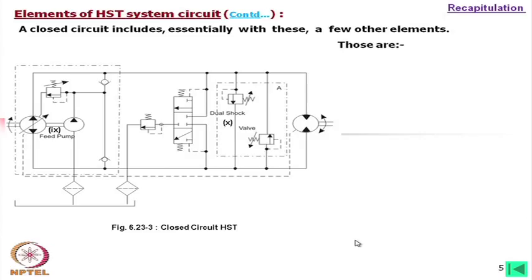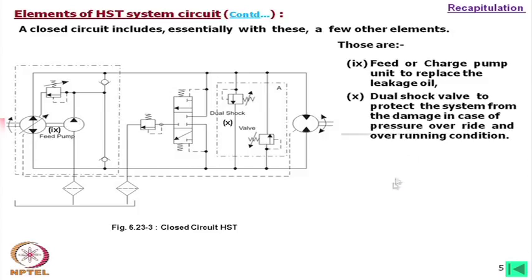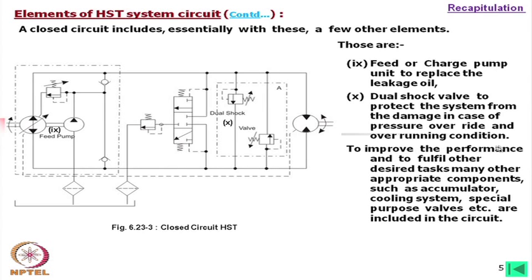Now, these components are the feed or charge pump; this is called the feed pump or charge pump. Then the dual shock valve, it protects the system from damage in case of pressure override and overrunning conditions. To improve the performance and to fulfill other desired tasks, many other appropriate components such as accumulator, cooling system, special purpose valves, etc. are included in these circuits. Say this is the minimum, but for smooth performance we can add an accumulator, and to cool the oil we can add a cooler. This means that on the return path there will be a cooler like that.